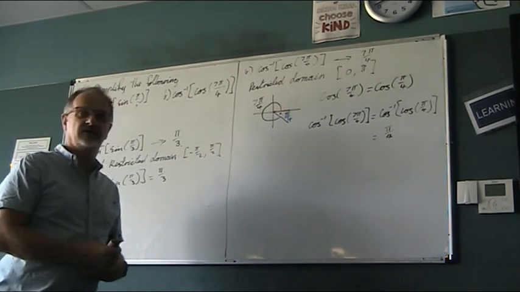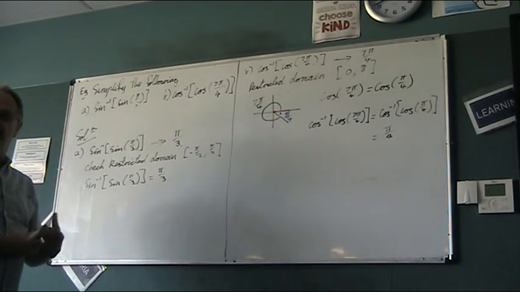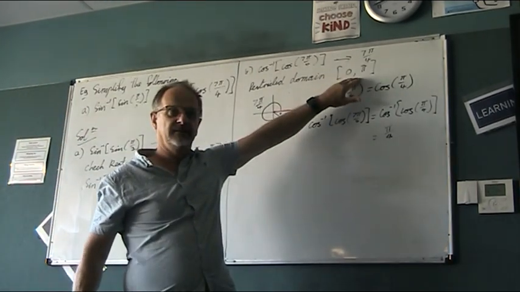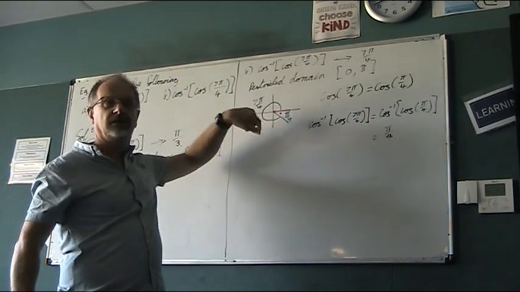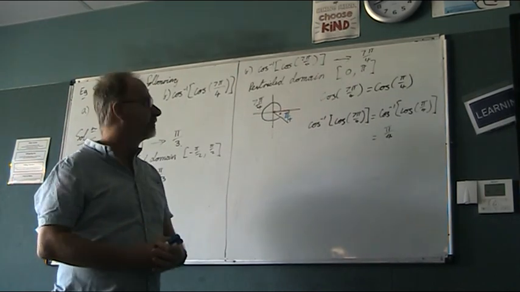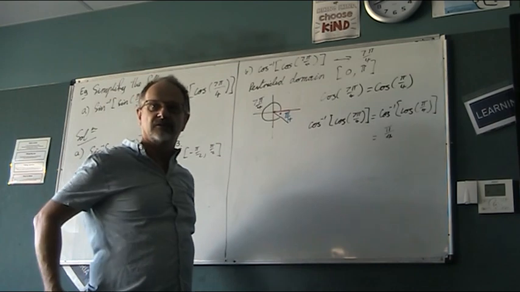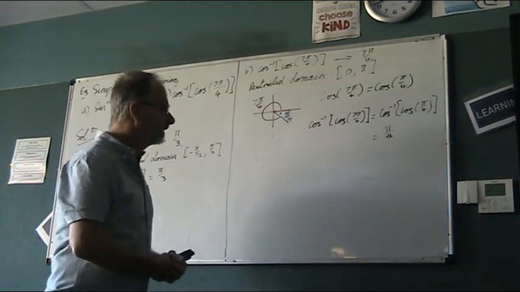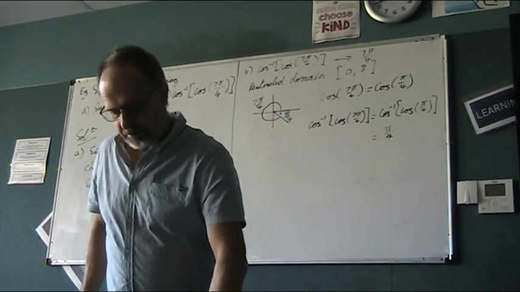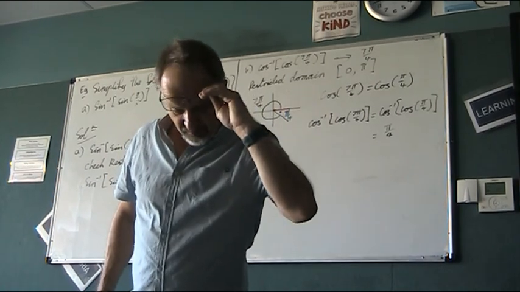So in answer to your question from before, Toby, what do you do if it doesn't fit in your restricted domain? You look for the angle in our restricted domain that has the same value as that cos, or tan or sine or whatever else. All right. A few more examples.